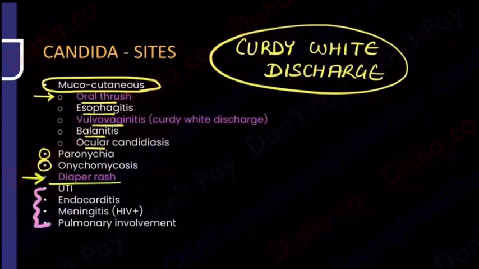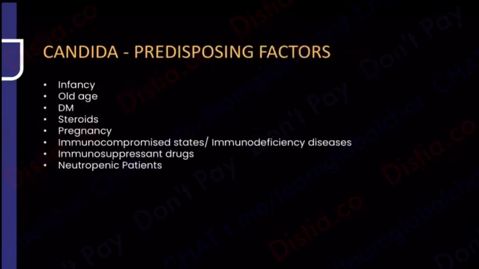Similarly, can you see the same curdy white discharge in oral thrush and in diaper rash? Yes, the same curdy white appearance is going to be seen. Having said that, like I said, this is a part of your normal flora also. So you're going to see this when the patient is immunocompromised. So what are the conditions in which this is going to happen?